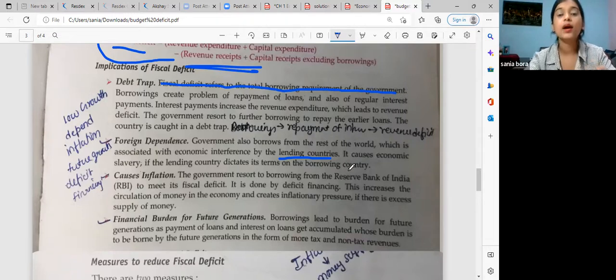Okay, see, it's not the same for everyone. There are a few countries who don't behave like this, but there are high chances that the country who is giving you money will dictate. They'll try to overpower you. The lending country will try to overpower the borrowing country, and because of that foreign dependence increases. So foreign dependence is always a negative point.